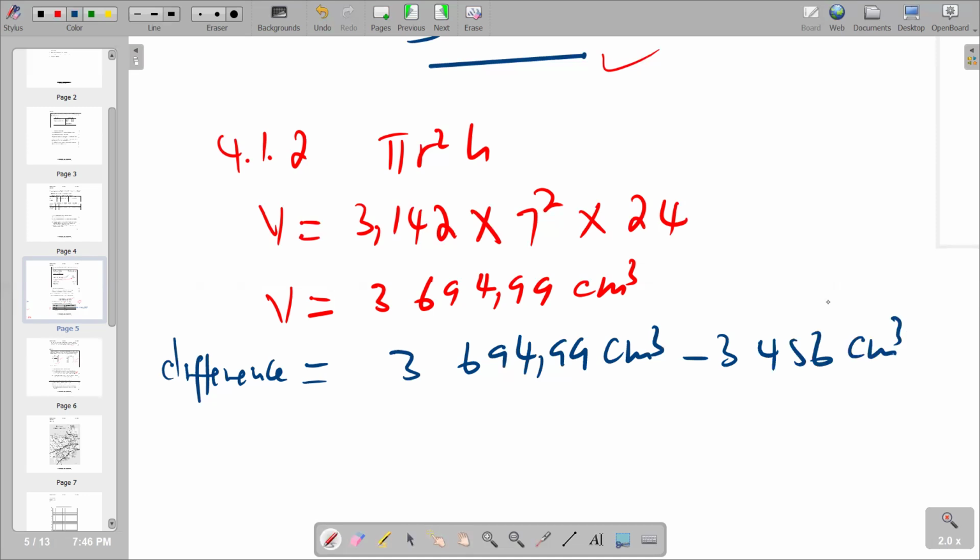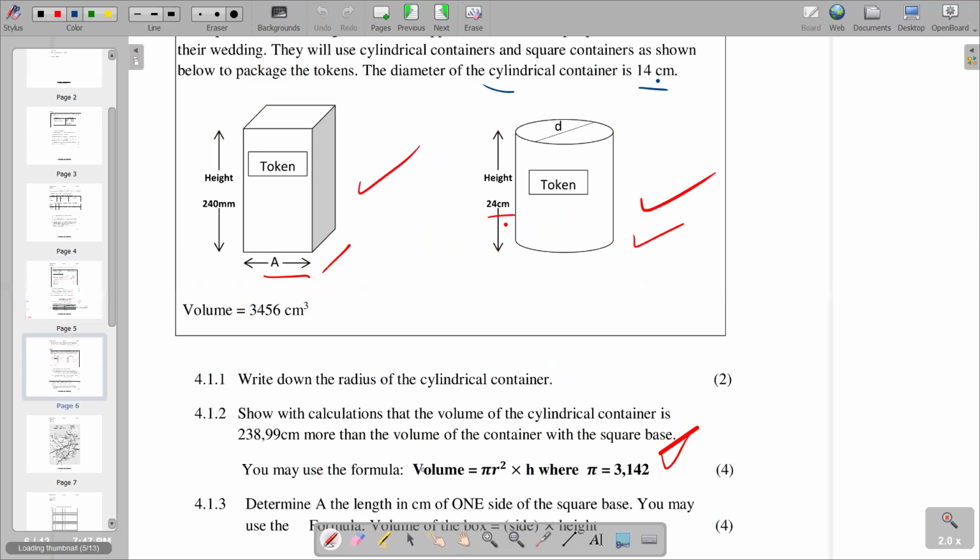So we calculate it like that. And we see that the difference that we are going to get there is equal to 238.99 cubic centimeters. So this is exactly what the question is saying. We are going to verify that it is 238.99. So that's how we have verified it.